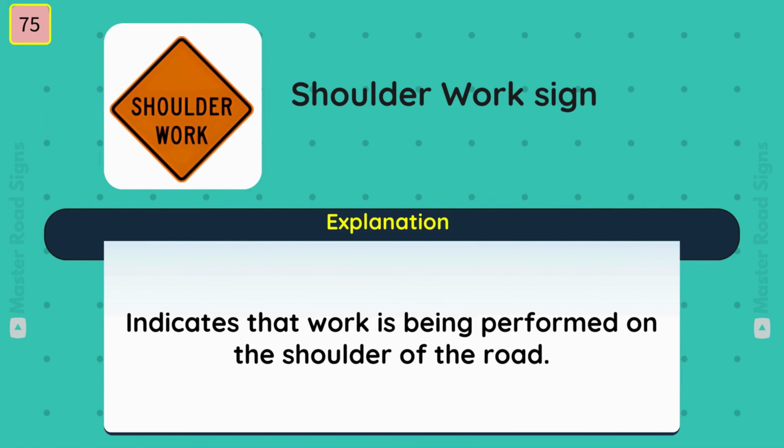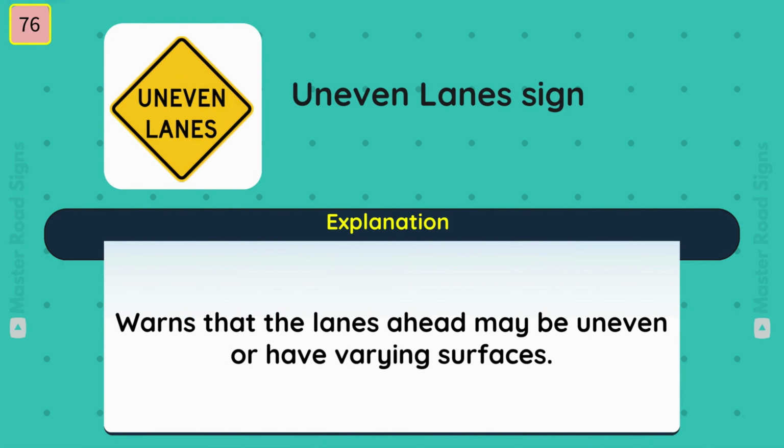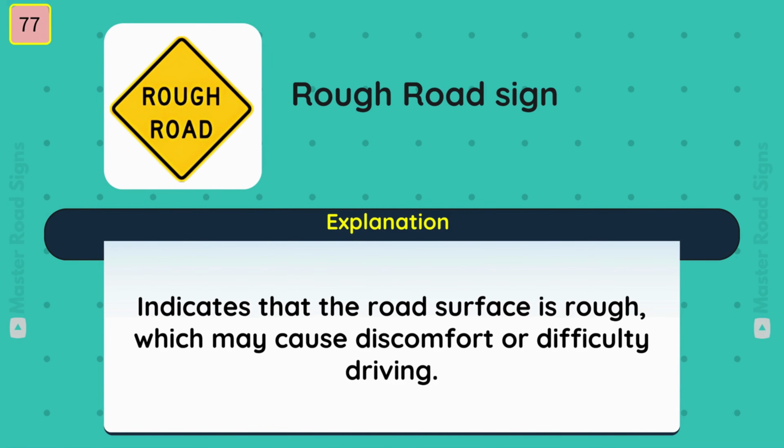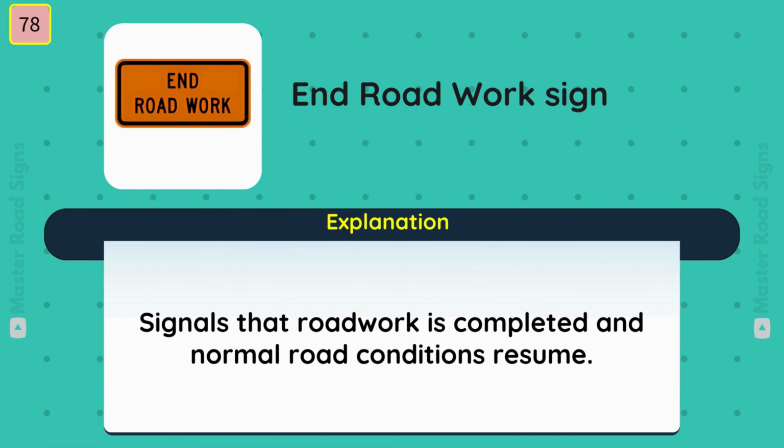Shoulder work sign indicates that work is being performed on the shoulder of the road. Uneven lanes sign warns that the lanes ahead may be uneven or have varying surfaces. Rough road sign indicates that the road surface is rough, which may cause discomfort or difficulty driving. End road work sign signals that road work is completed and normal road conditions resume.